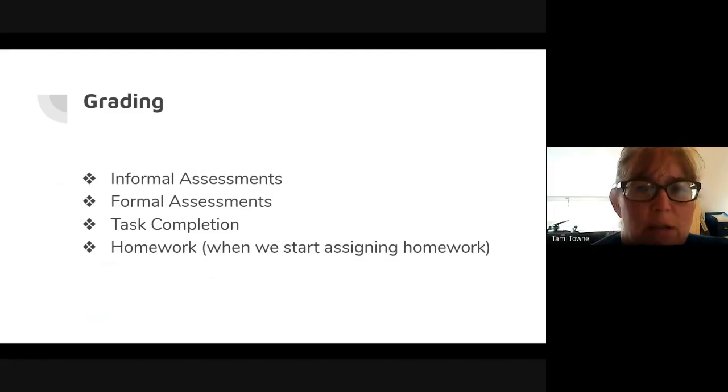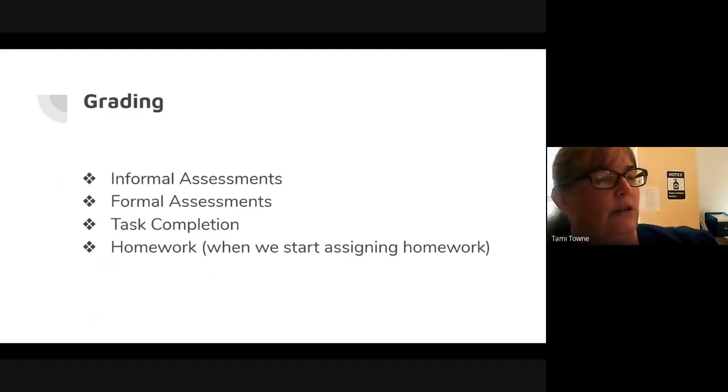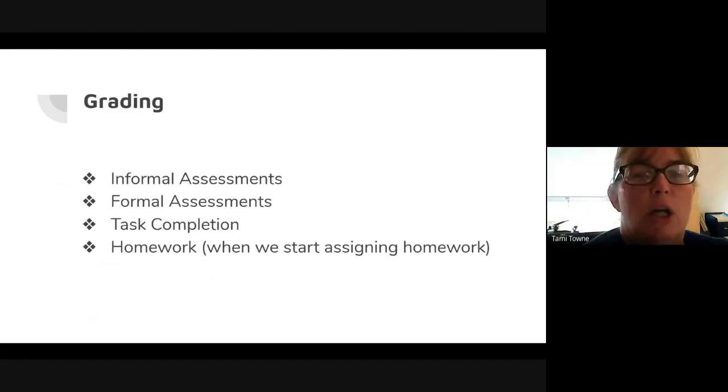They are graded for task completion every day. So if any of you are hearing us over our Google Meets, you'll hear me say to the kids a lot, I'm not looking for perfect answers. Math is all about practice. So they're graded on whether or not they complete the work, whether they put in a good effort. And then they're always told ahead of time if the work is graded for accuracy.